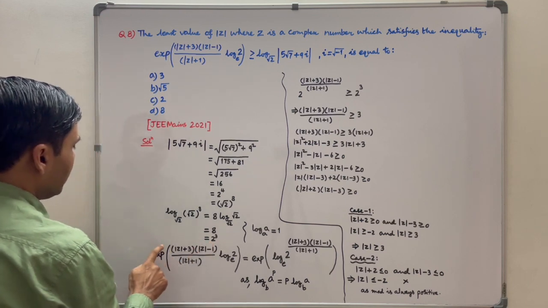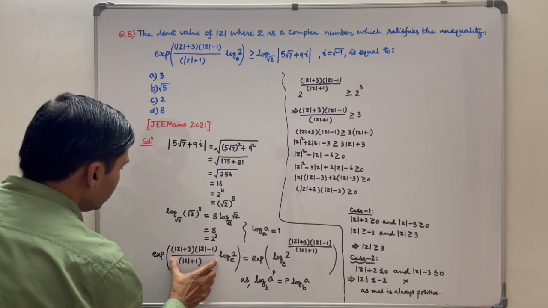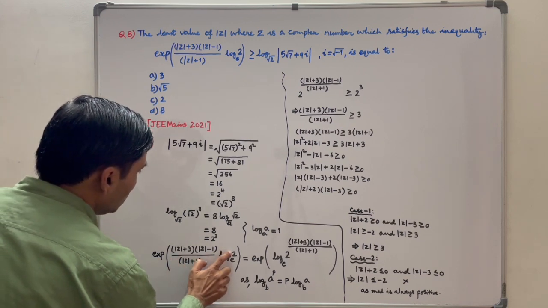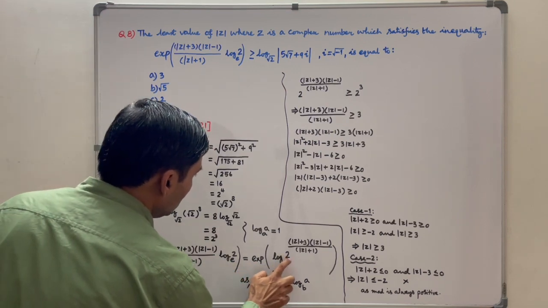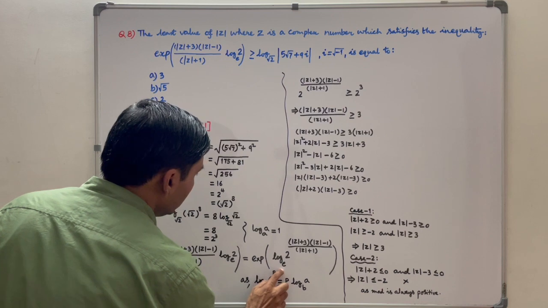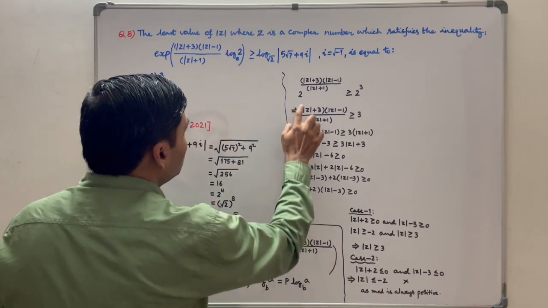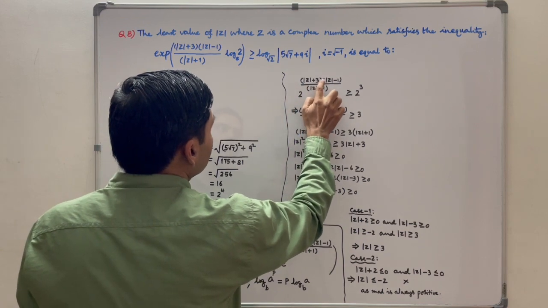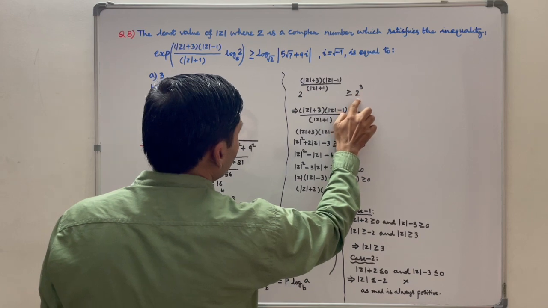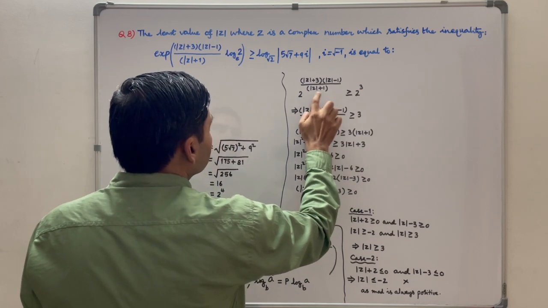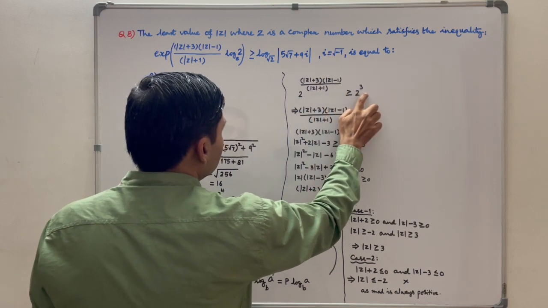Now let us see left hand side. Exponent of this whole. Now this can be shifted as power of 2. So this whole can be written as exponent of log 2 to power this to the base e, which is equal to 2 to power this whole. So 2 to power mod z plus 3 into mod z minus 1 upon mod z plus 1 is greater than or equal to 2 to power 3. On both the sides, base is same. So we can equate the exponents.